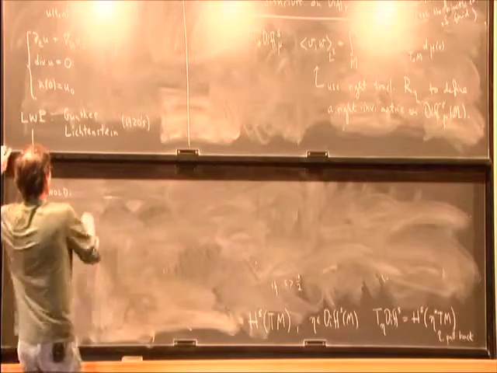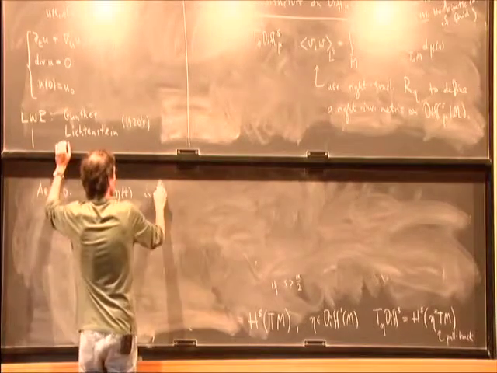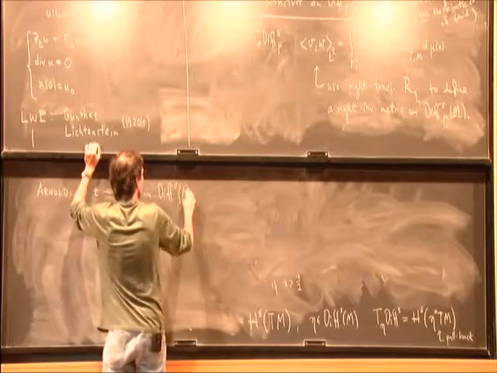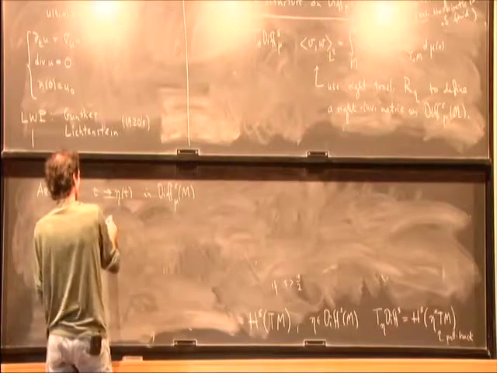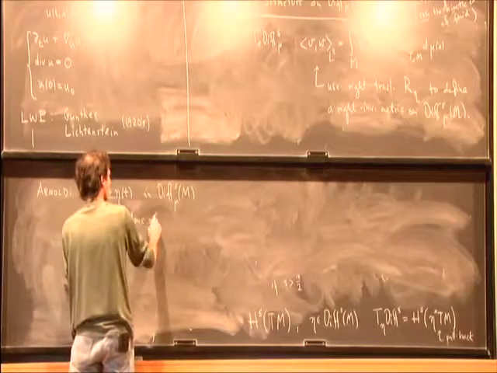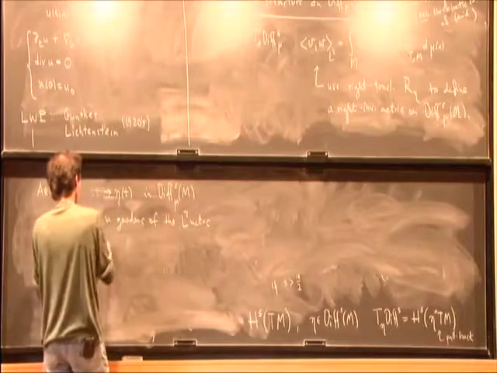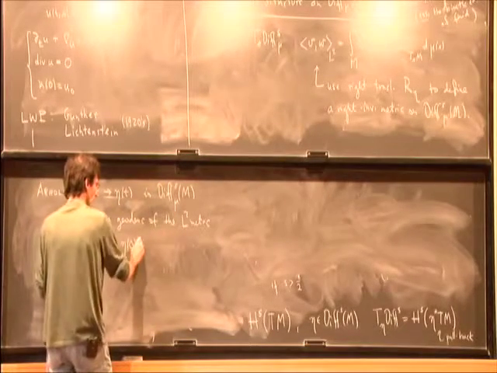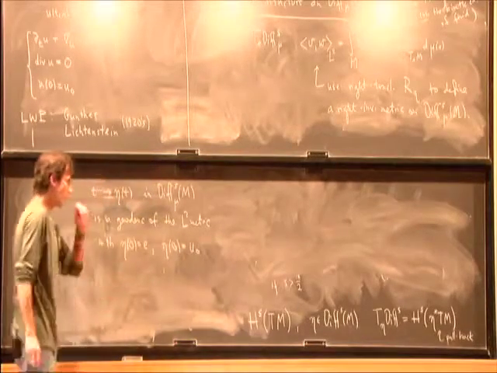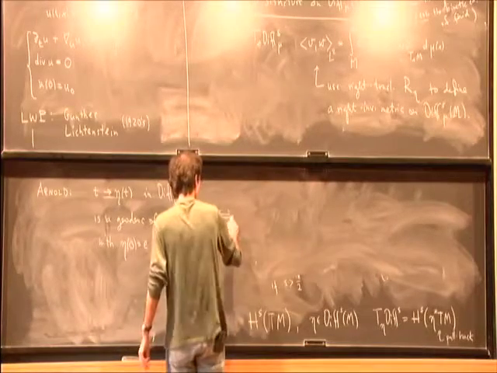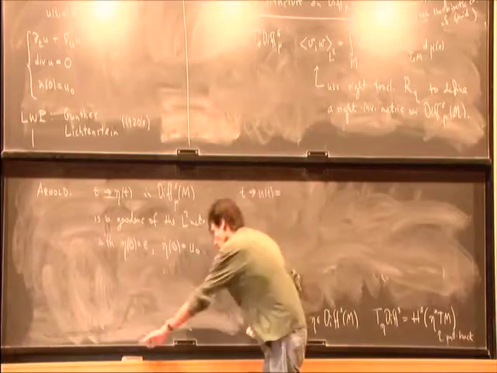Namely, he noticed that a curve t goes into eta of t in this group of volumorphisms is a geodesic. It's a geodesic of the L2 metric, of the right invariant L2 metric, say starting at the initial point, which is the identity, with the initial velocity, let me call this u0, if and only if the curve t goes into u of t, which is defined as follows.